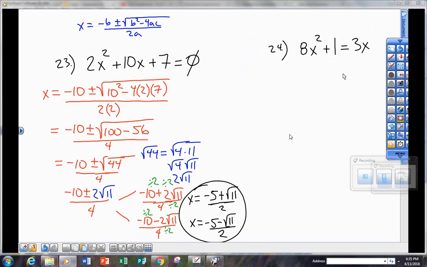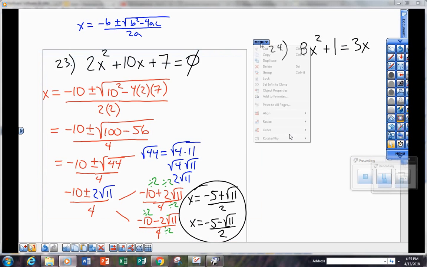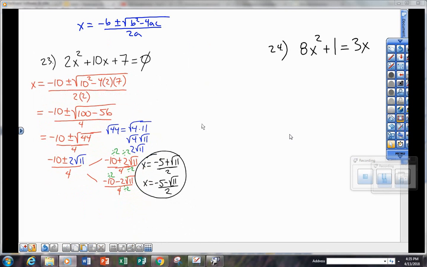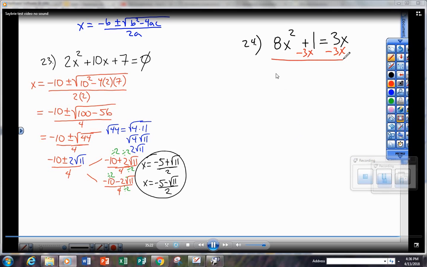to use the quadratic formula. So I'm going to subtract 3x first. Here I'm going to shrink this down so I have more room. So over here I subtract 3x on both sides, and that gives me 8x squared minus 3x. Remember, always write it in the order of the 8x squared first, the x term second, and the plain number third. Don't write it 1 minus 3x. So 8x squared minus 3x plus 1 equals 0.